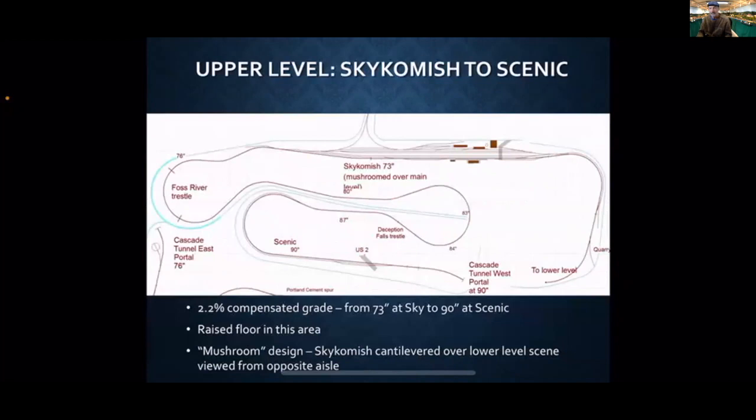So, with my little benchwork tour, I showed you where Skycomish will be with the Y and the tail track on the upper level. From Sky then, and here, the track plan is the only way to show you, it actually continues climbing and winds around and eventually gets up to a level of 90 inches above the floor. The plan then is to essentially suspend from the ceiling, go to the back wall, and down, down, down. And I'll show you how that works.